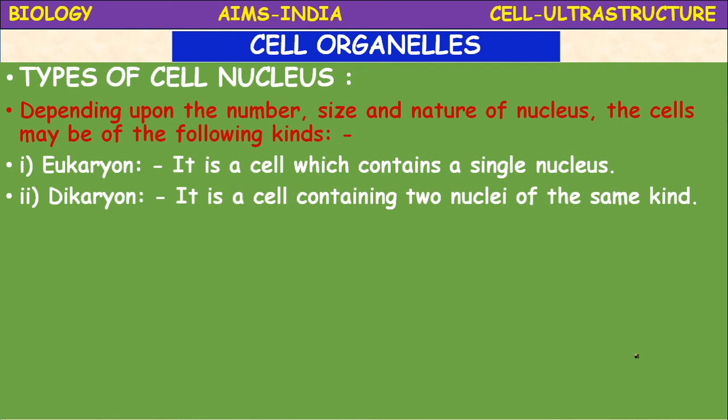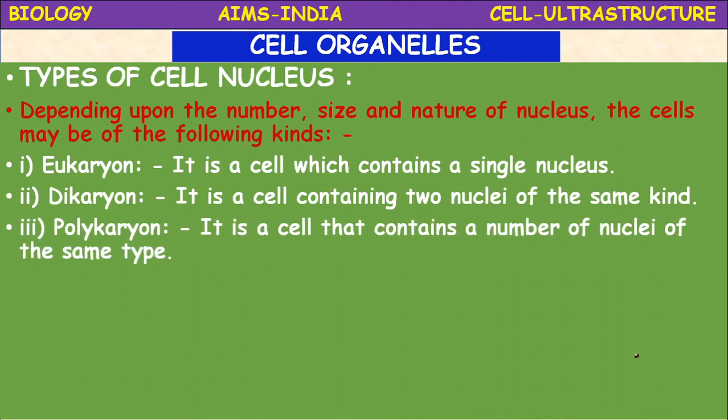Dikaryon. Karyon is the scientific term for the nucleus. Karyon is nothing but a nucleus. Dikaryon means if the cell contains two nuclei of the same kind, then it is called a dikaryotic cell. Okay. Next, polykaryon. Poly means many. It is a cell that contains a number of nuclei. Nuclei means plural. Nucleus means singular. So if a cell contains more nuclei, then it is called a polykaryon type.